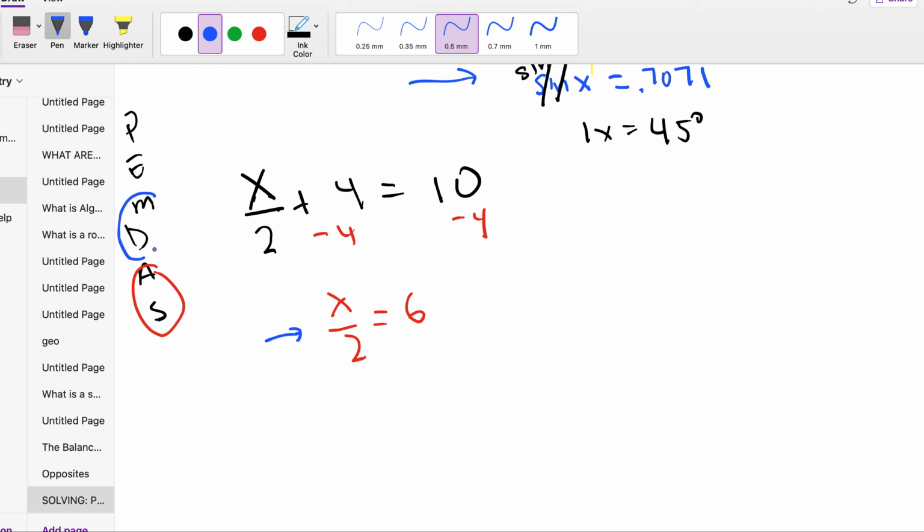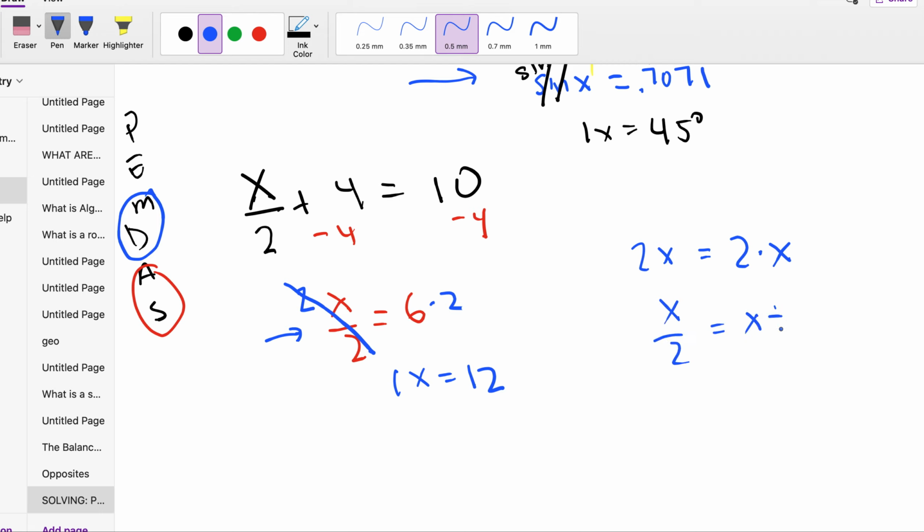So when I ask are there any multiplication or division, I have a division. So I'm going to do the opposite to both sides. Multiply both sides by 2. And this cancels it out. The 2 over 2 becomes 1. So 1x equals 6 times 2, or 12. So just like 2x really means 2 times x, x over 2 means x divided by 2. So we can remember the opposite of the division is multiplication.